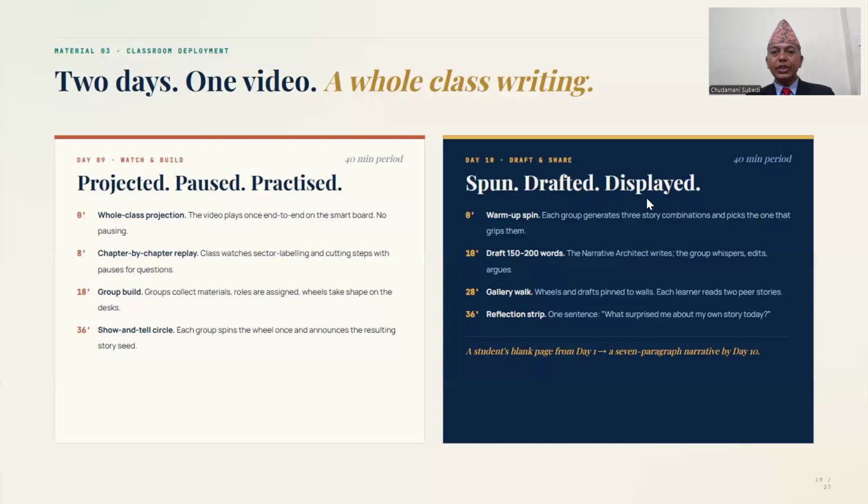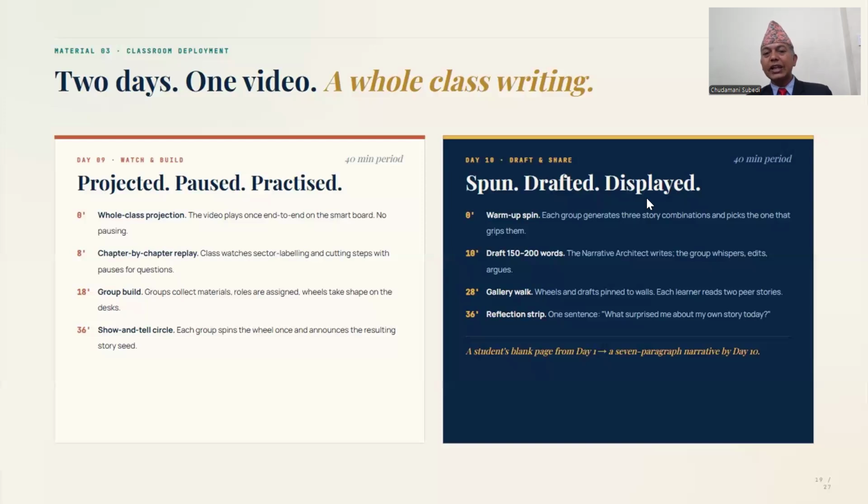On day 10, they draft and share. Spun, drafted, displayed: a warm-up spin, draft 150 to 200 words, then gallery work. Wheels and drafts are pinned to the walls. Each learner reads two peer stories. Reflection strip, one sentence: what surprised me about my own story today.